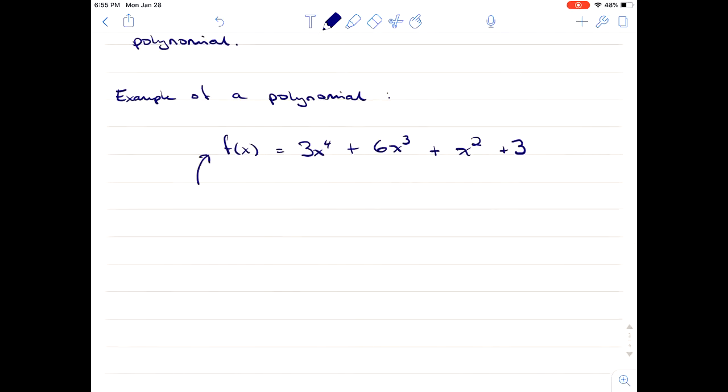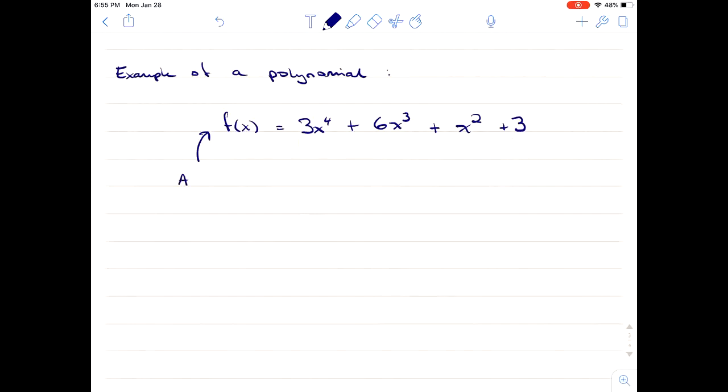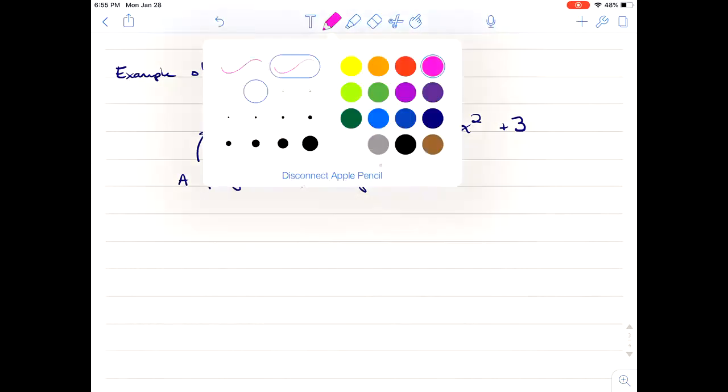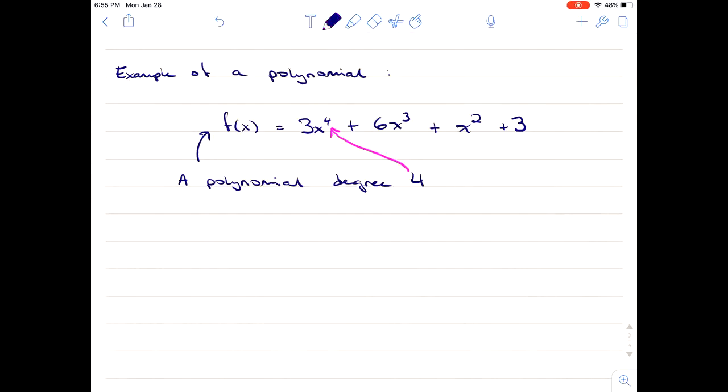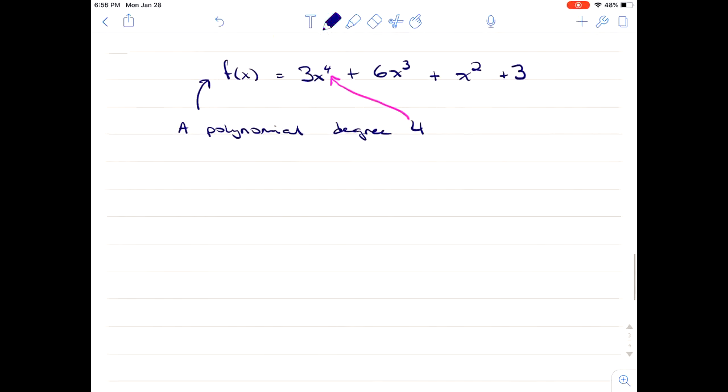This is actually a polynomial of degree 4, and the reason it's degree 4 is because the highest power of x is 4. And what we'll be doing, we'll deal with things as big as degree 2. It's not that bad. But once you know how to find the derivative of a polynomial, you can find any degree.